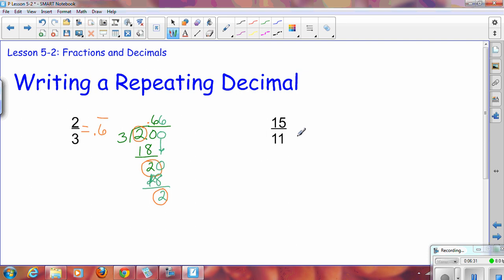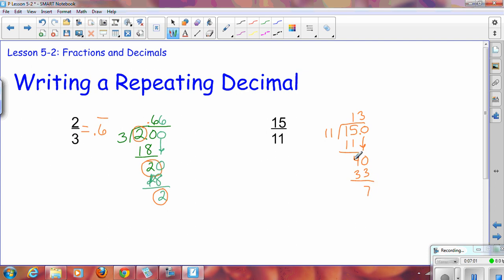Okay, let's work this one, 15 over 11. So that's 15 divided by 11. 11 goes into 15 once. This was an improper fraction. Subtract, you get 4. Add a decimal and a 0. Bring that 0 down. You've got 40. 11 goes into 40 3 times. 3 times 11 is 33. Subtract and you get 7.